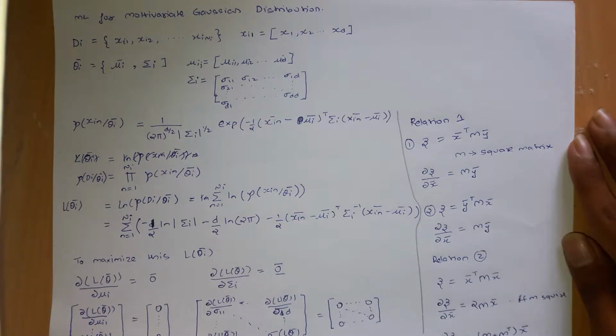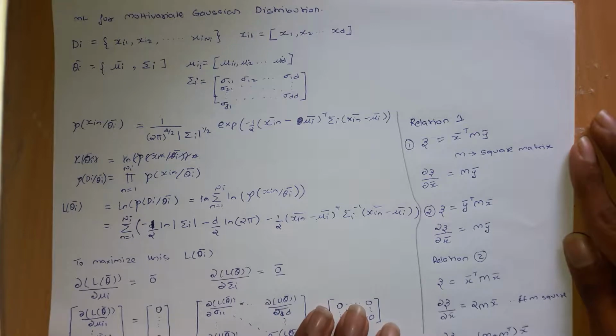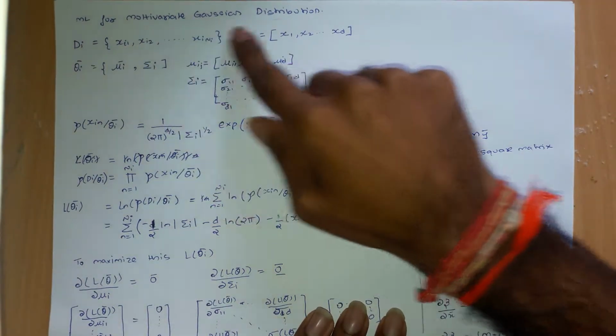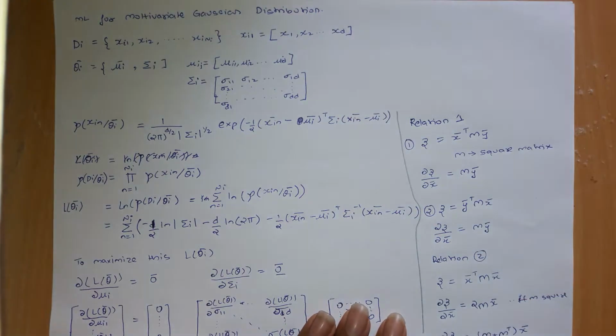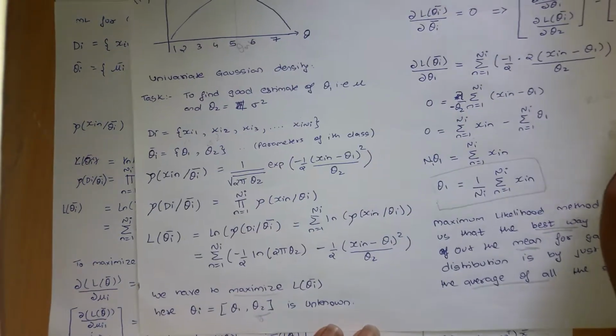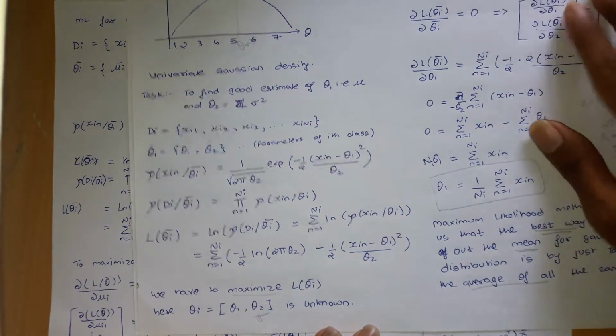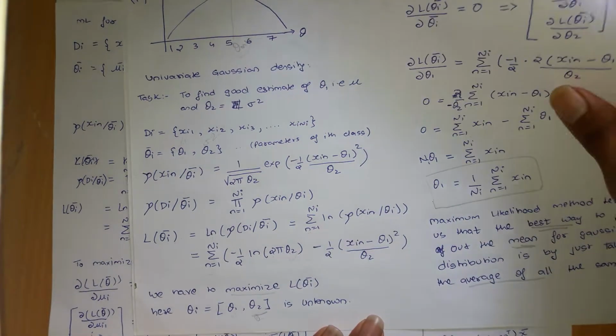Hello guys, in this video I'm going to talk about the maximum likelihood method, the ML method, but for the multivariate Gaussian distribution. So in the last lecture we saw the univariate Gaussian density. Now we are going to take the likelihood as a multivariate Gaussian distribution.